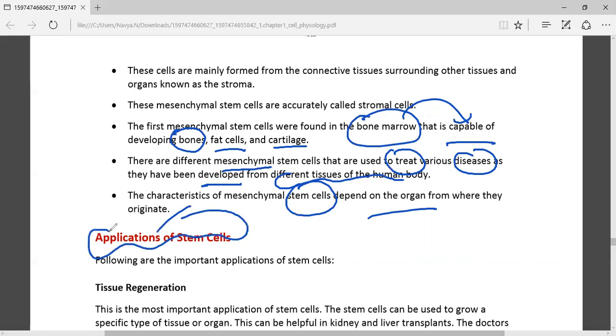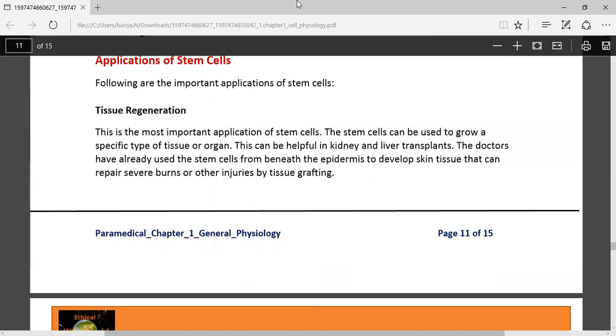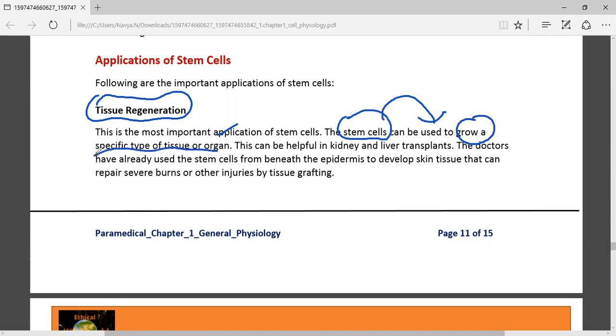And now the applications of stem cells. What are the applications? We have tissue regeneration. Tissue regeneration is the most important application of stem cells. The stem cells can be used to grow a specific type of tissue or organ, and it will also be very helpful for kidney and liver transplants.